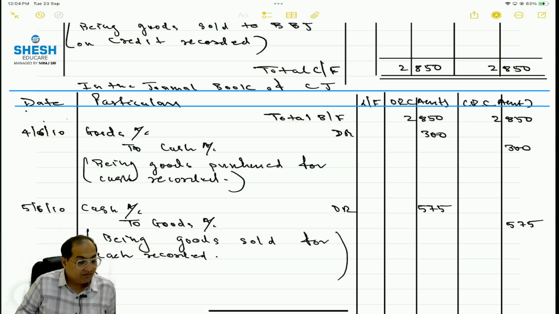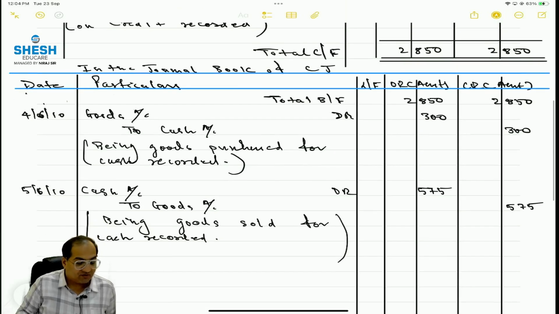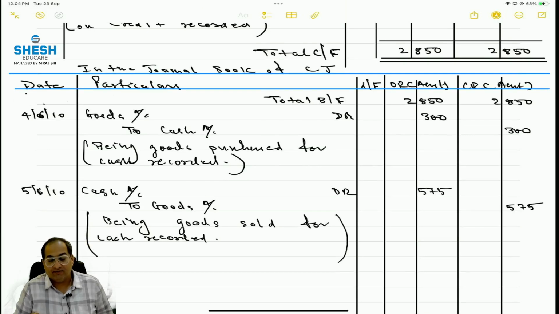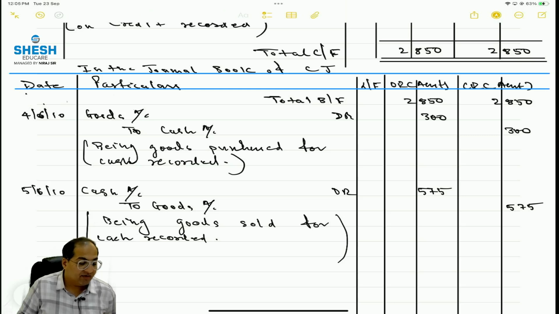On 6th, received cash from Pandu. Now be careful, Pandu was your debtor. So go and check by how much Pandu was your debtor. 1500. But you received from Pandu only 550. So is it the full amount that you have collected or just a part payment? It's a part payment.